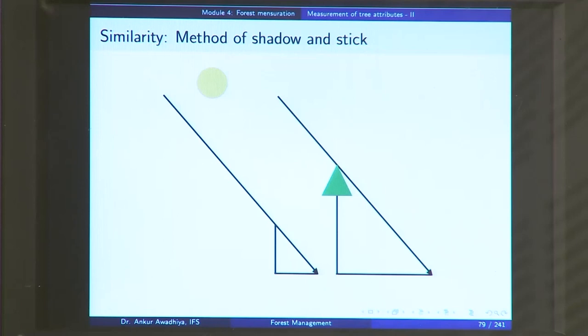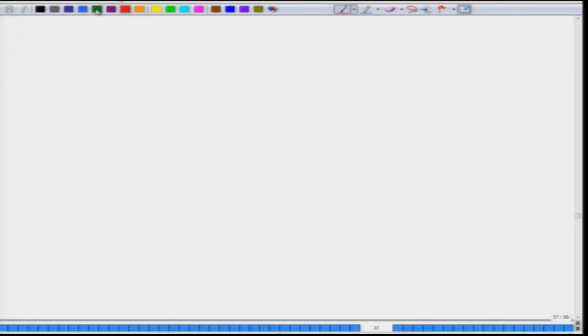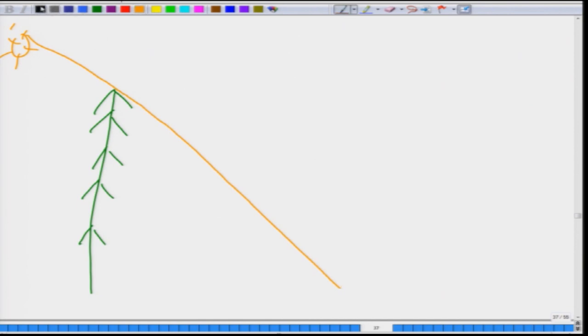So, a good example is the measurement of the height of a tree using the method of shadow and stick. Now, what we do in this case is that you have this tall tree and you have the sun here. The sun will cast a shadow of this tree. So, let us say that this is the shadow of this particular tree. Because the sun is at a very great distance from the earth, the rays of the sun can be assumed to be parallel.